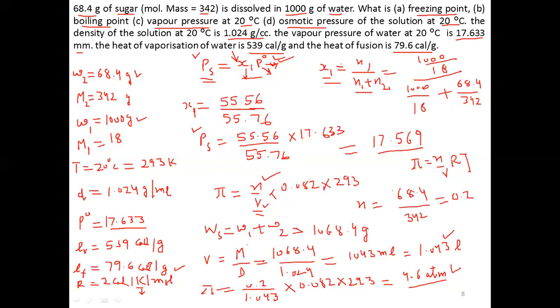So we successfully calculated freezing point, boiling point, vapor pressure and osmotic pressure of the solution. The trick was just to convert the weight into volume. So we need the volume of solution. First we calculated the total weight of the solution, then from density we calculated its volume, then we converted it into liters and put it in the formula. So we could easily calculate the osmotic pressure.